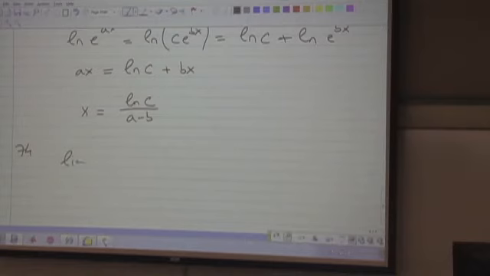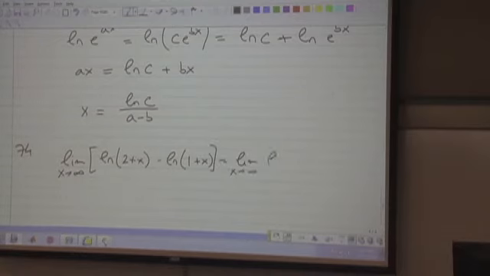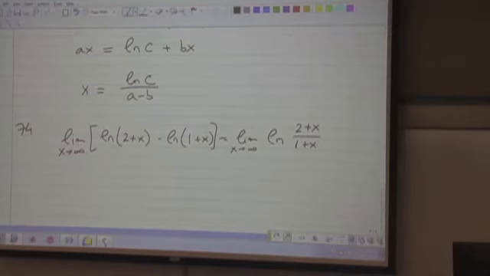You have the limit as x goes to infinity of the natural logarithm of 2 plus x minus the natural logarithm of 1 plus x. And so the first thing to observe is that this is the limit as x goes to infinity of the natural logarithm of 2 plus x over 1 plus x.